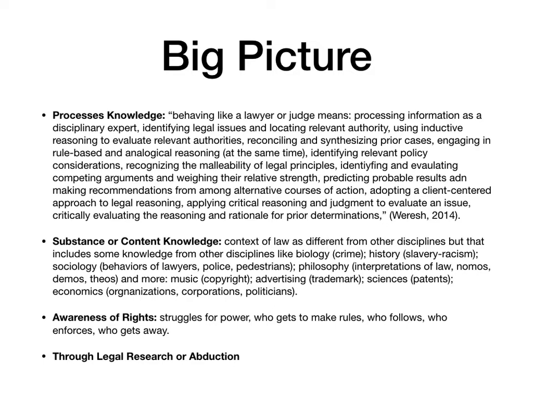knowledge from other disciplines like biology, which is relevant to the study of crime, history, that is relevant to the study of slavery and racism, sociology, the behaviors of lawyers, police, and pedestrians, like stop and frisk, philosophy, about the interpretations of law, what the Greeks called the nomos, demos, and theos, and then more. There's music. You can apply law to music for copyright, advertising, trademark, sciences for patents. In economics, you can use for organizations, corporations, politicians, and that's just a short list. So in criminal justice, assuming that it's a study of crime, then biology would be the relevant thing to study with law along with sociology.